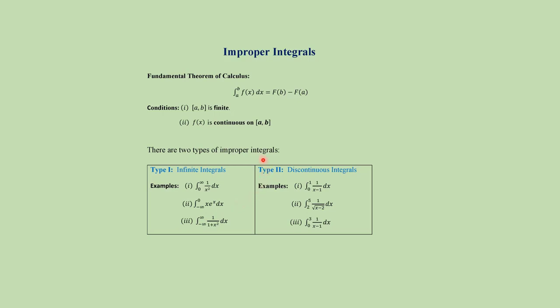Also, if an integral fails to satisfy the second condition, that is, if f is not continuous on the bounded domain ab, then it is called discontinuous integrals. Sometimes it is also called improper integrals of type 2. For example, this function is discontinuous at the upper limit x equals 1. This function is discontinuous at the lower limit a equals 2. And this function is discontinuous at x equals 1, which is between the limits 0 to 3.